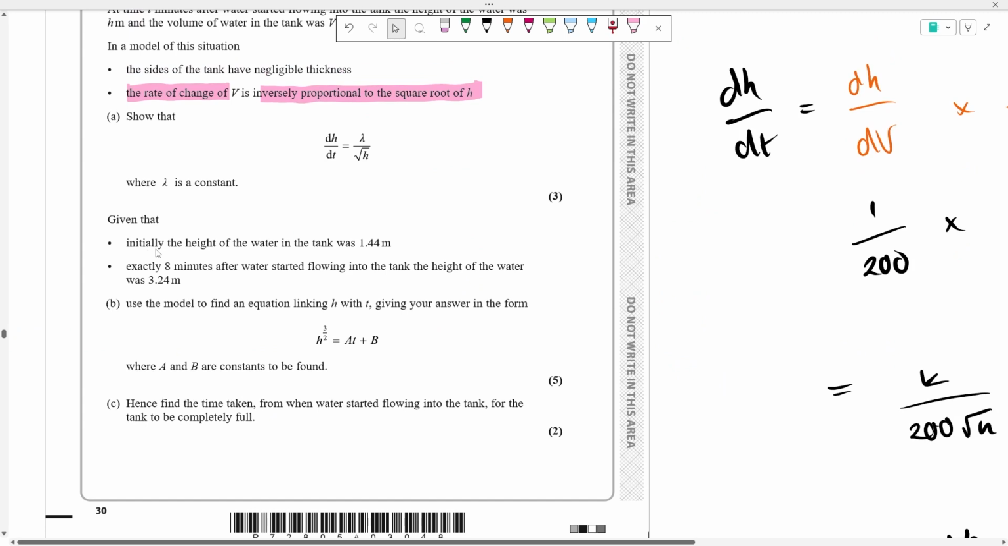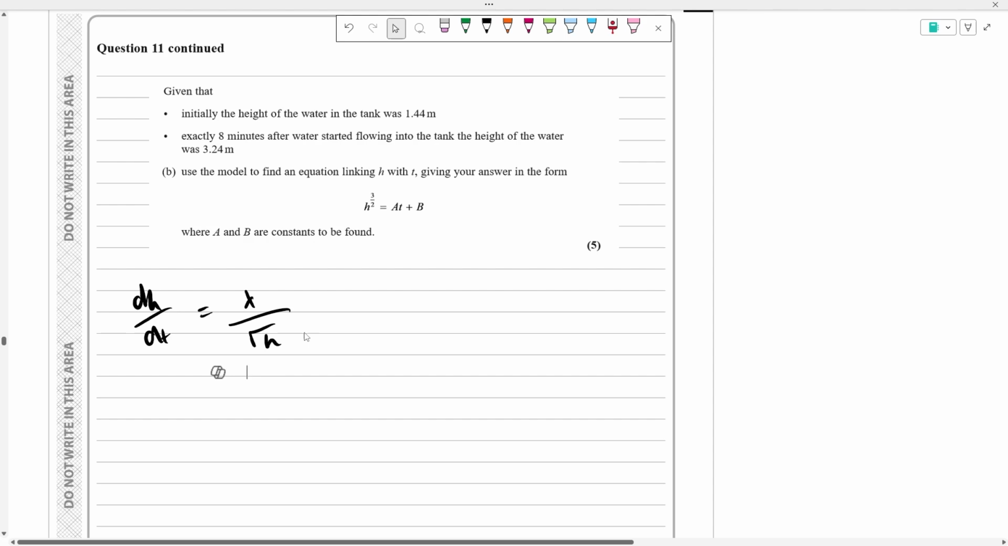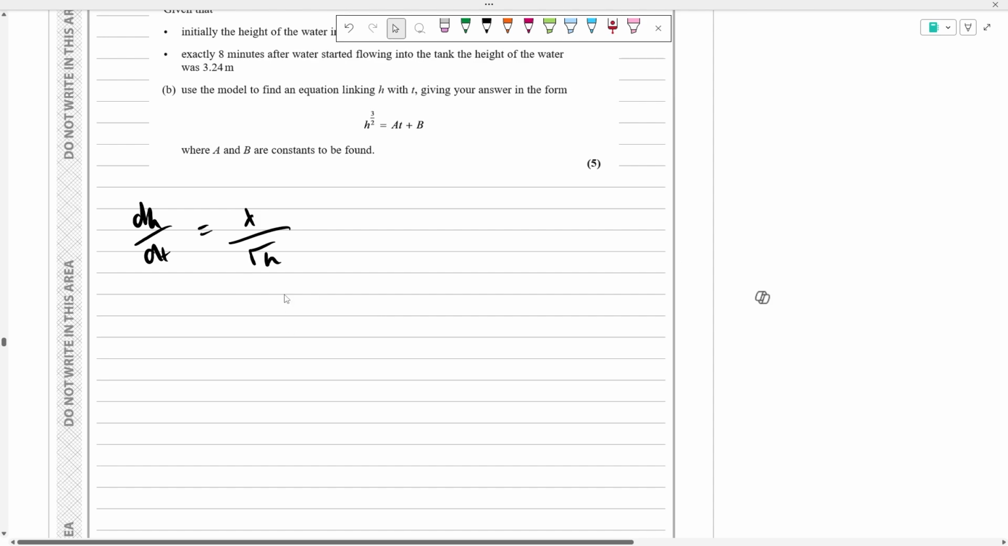Given that initially the height of the water in the tank was 1.44 meters, exactly 8 minutes after water started to flow in, the height of the water was 3.24 meters. Use the model to find an equation linking h with t. So what I'm going to do is move all the h's to one side, and everything else that's not h to the other. You'll see what I mean. So I'm going to multiply by root h on both sides, and I end up with root h dh/dt is equal to lambda.